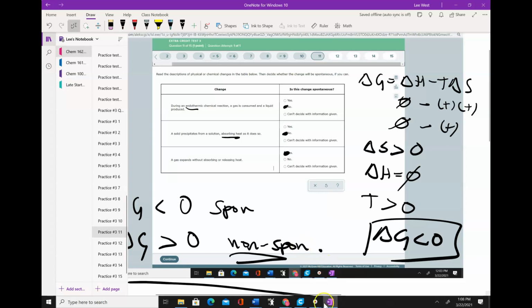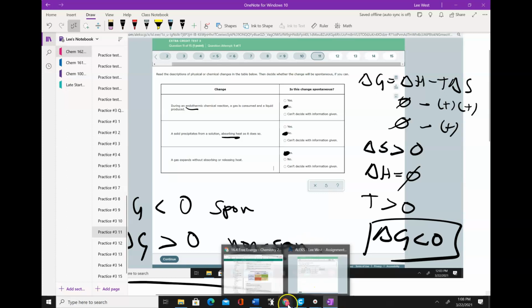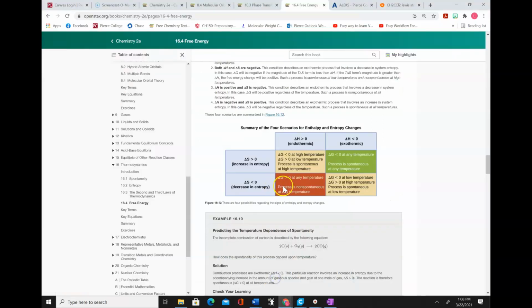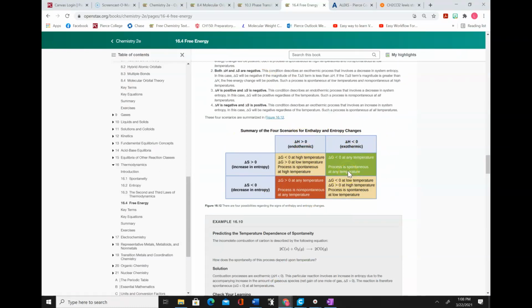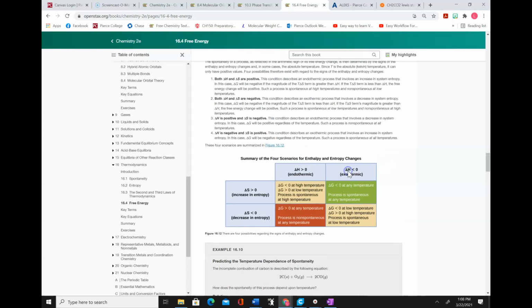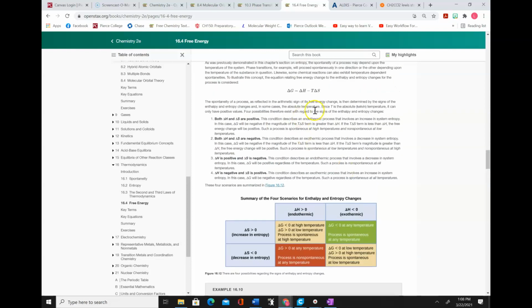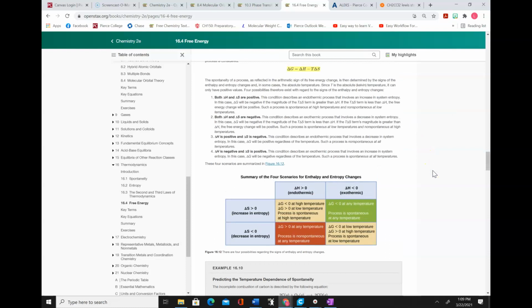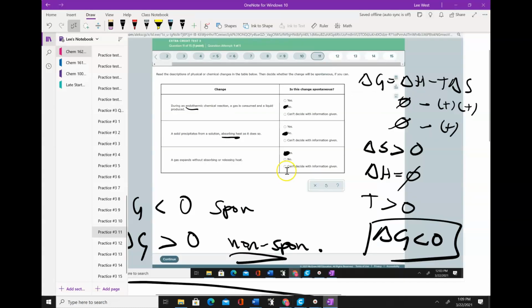Let's go back and have a look. I don't think it's going to be in the table because they probably don't have the case of delta H equals 0. They don't. So the table wouldn't have helped you out in that case. But you can figure it out just using the little formula there. It doesn't matter however you do it, whether you use the table or the formula, you're going to end up with the same result. All right, let's move on to question 12.